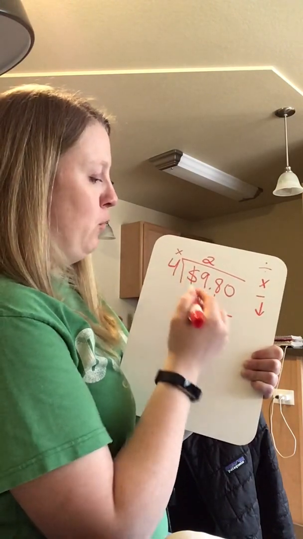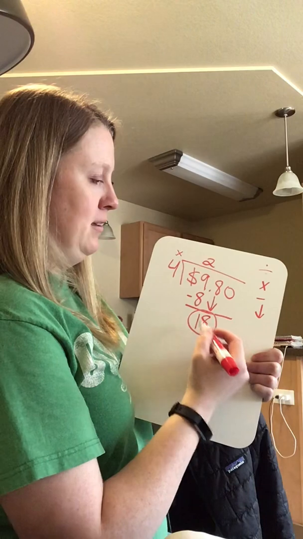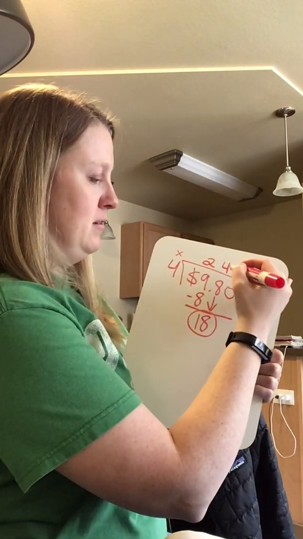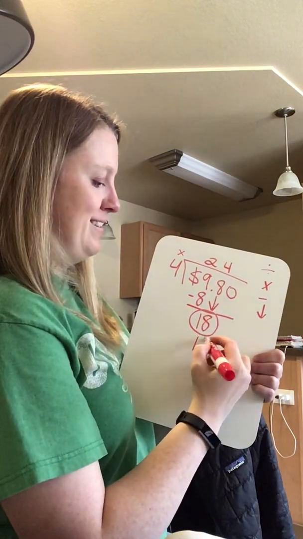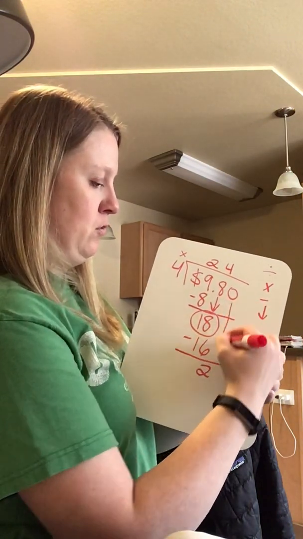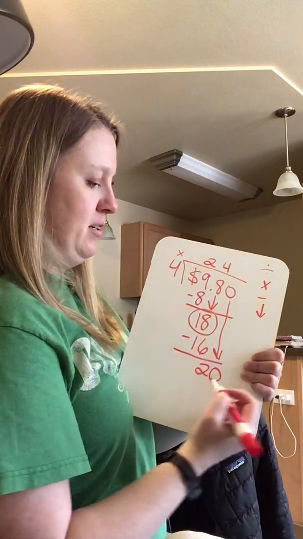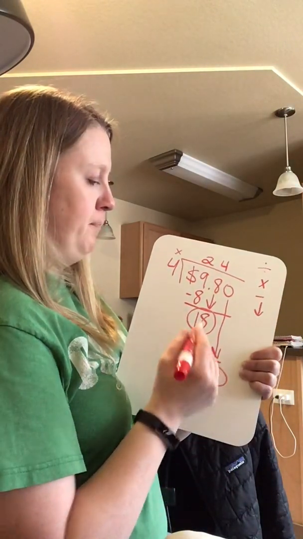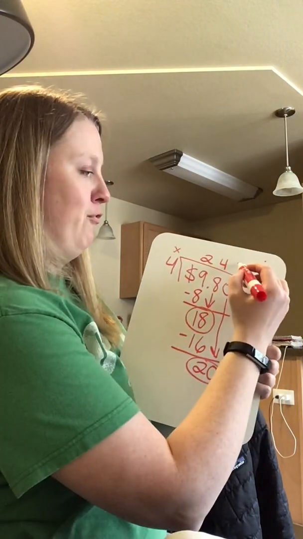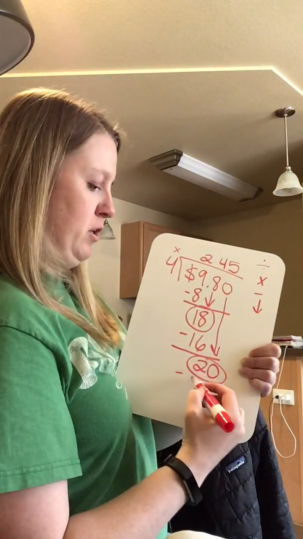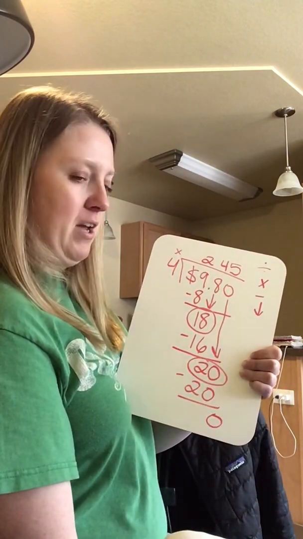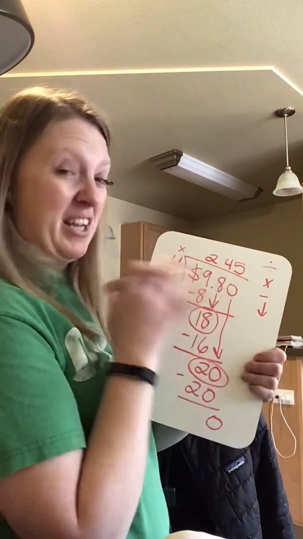How many times can 4 go into 18? 4 can go into 18 4 times. 4 times 4 makes 16. Subtract. That's 2. Bring down this last digit. Start all over one more time. How many times can 4 go into 20? Can go in 5 times, which makes exactly 20. 0, so no remainders. So that's nothing new.